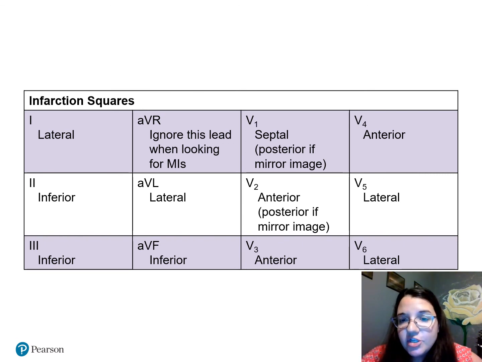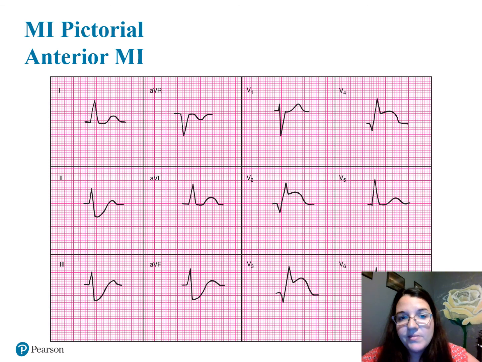So notice your 12 squares, right? And you're going to have leads 1, 2, and 3, AVR, AVL, AVF, V1, V2, V3, V4, V5, and V6. If I see ST elevation or depression, that is the wall I'm looking at. So let's say in lead 1, I'm looking at my EKG rhythm and I see ST elevation. What wall of the heart am I looking at? I'm looking at the lateral wall of the left ventricle, the left wall, and so forth.